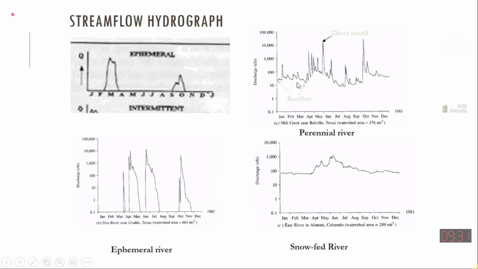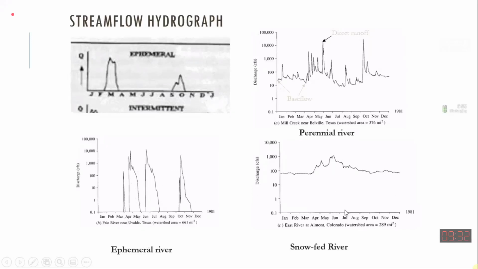So we say that this is the base flow. Water coming in the dry season, we say that is the base flow. So this is again an example of the ephemeral stream. This graph is again an ephemeral river. They are corresponding to the rainfall only.